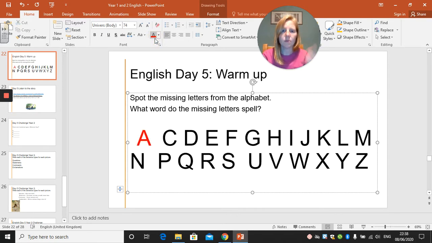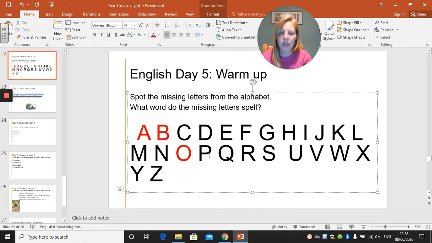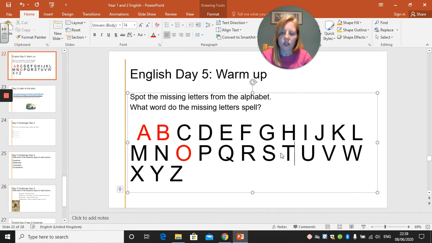A, B. B is the second letter and is also missing. What a curious word to have A and B missing. Okay, let's carry on. A, B, C, D, E, F, G, H, I, J, K, L, M, N, O. O wasn't there. P, Q, R, S, T. T's not there either. Let's put that in red also. Let's check. U, V, W, X, Y, Z. There we go. So there's 4 letters.